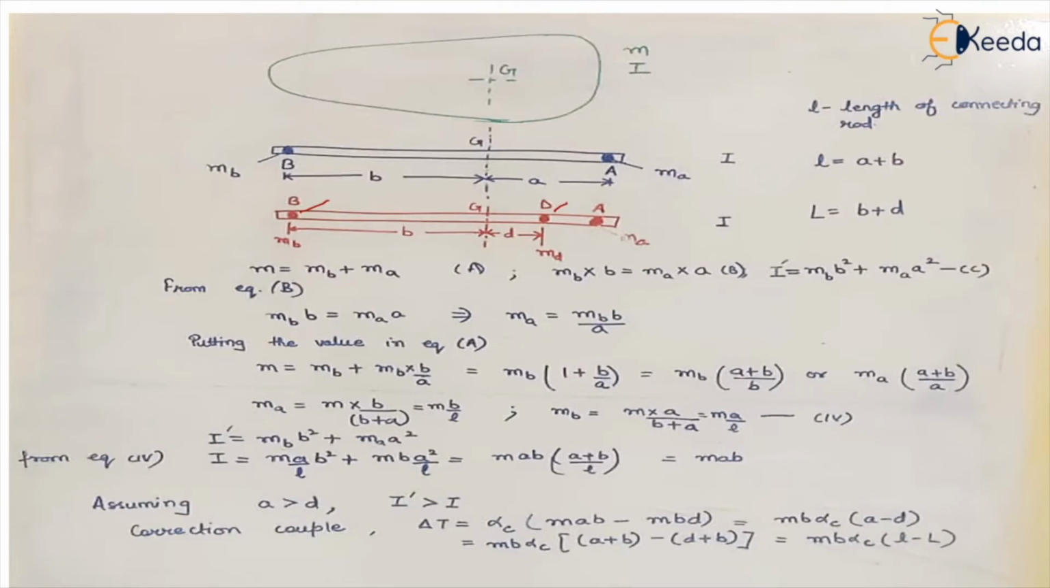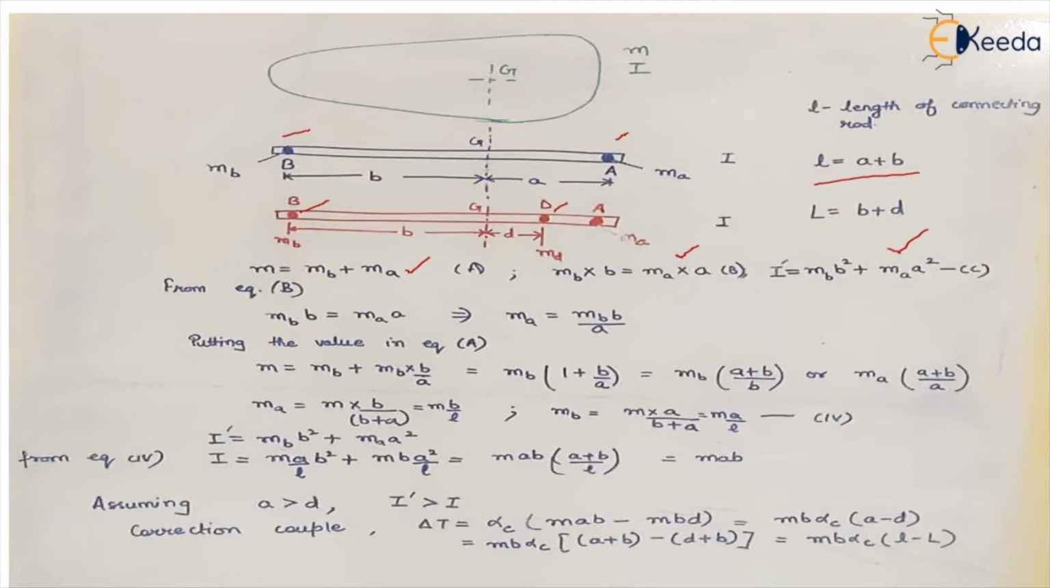Now we'll consider masses A and B for the dynamically equivalent system. The positioning of A and B is at the ends of the connecting rod, therefore L is equal to A plus B, which is the length of connecting rod. If these two point masses produce a dynamically equivalent system, it should also satisfy all the three conditions: the sum of masses should be the same, the moments about centroid should be the same, and the moment of inertia should also be the same.